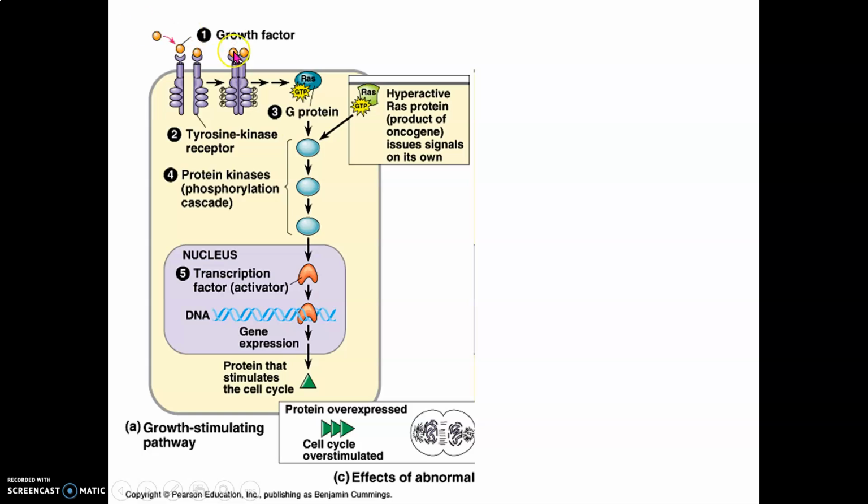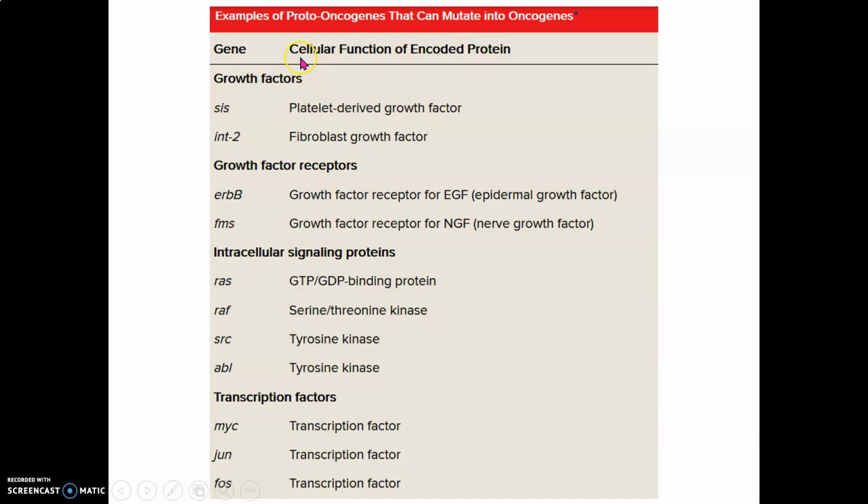So in our oncogene pathway, you have to have some kind of growth factor. This growth factor is stimulating cell growth by activating cell division. It binds to its receptor, then it causes a cascade of events that leads to the activation of a transcription factor, which causes us to transcribe genes that tell the cell cycle to begin. All of these have been identified to be proto-oncogenes that can mutate into oncogenes.